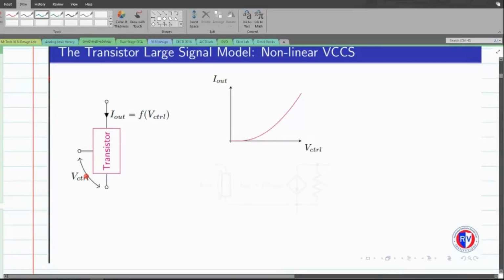So let me just step down further and talk about the transfer function between this V control and this I out. Now we call this graph the transfer characteristic graph, just because the input to the system is basically a V control and the output is basically the current that we are looking at. Okay. Now this characteristic that comes out of this transistor is basically nonlinear in nature.